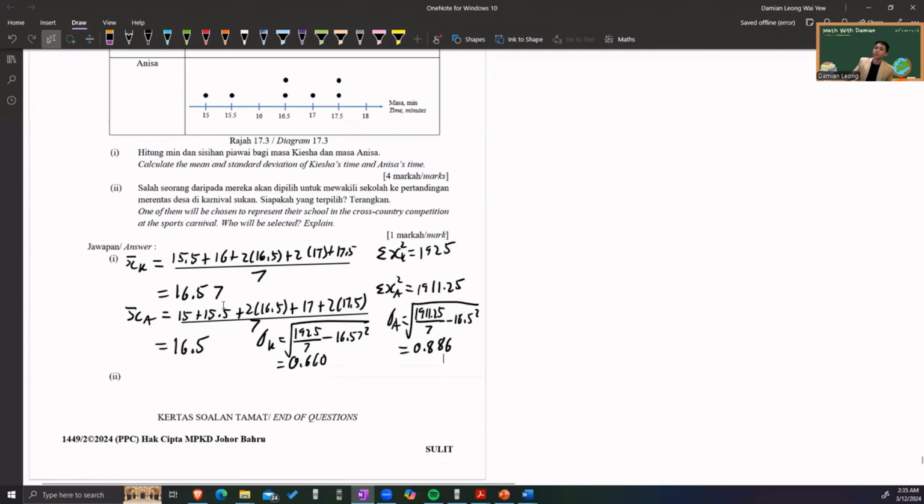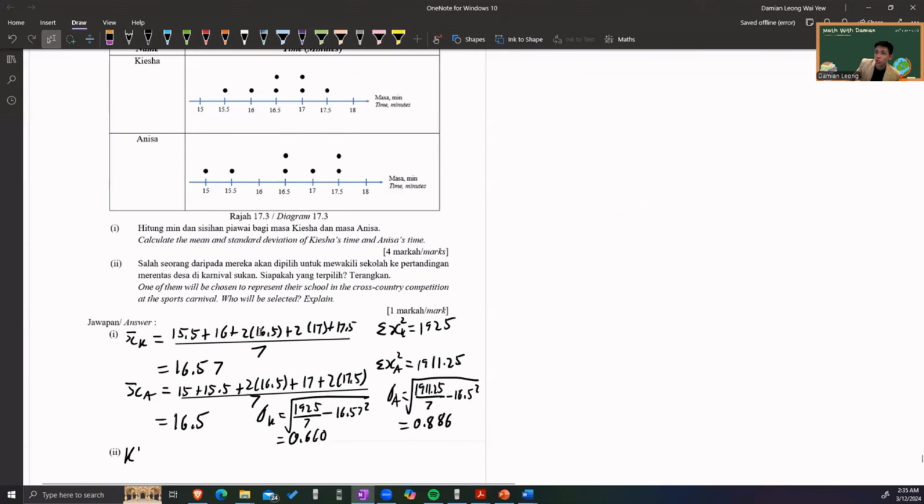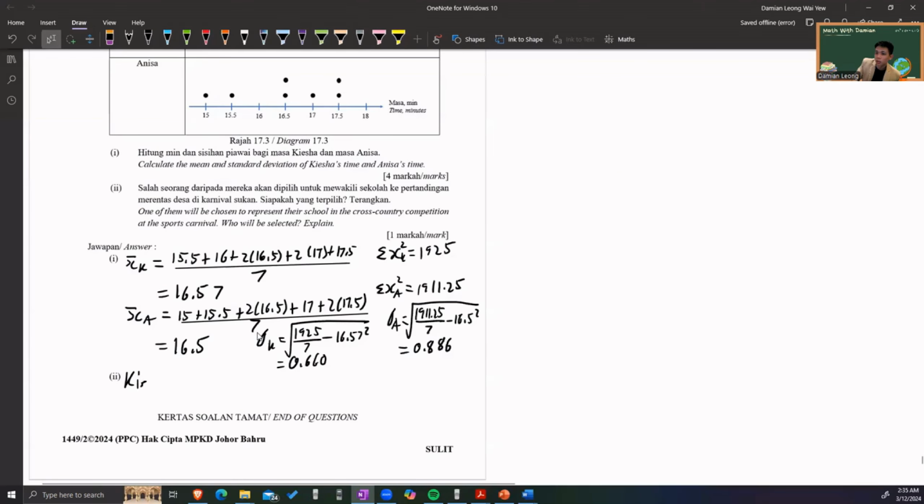So comparing these two, I want to see which of them will be selected. Comparing the mean, it is very, very close. But Kisha's standard deviation is quite a bit lower, so I would select Kisha. Yeah, because she is more consistent. Okay, due to lower standard deviation.